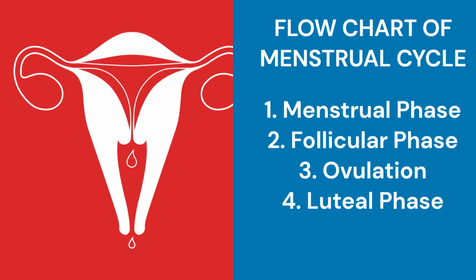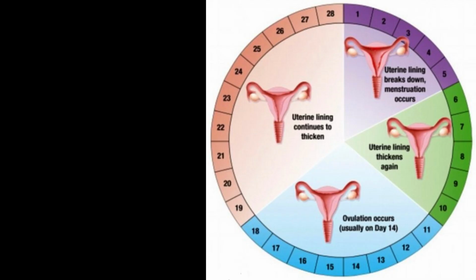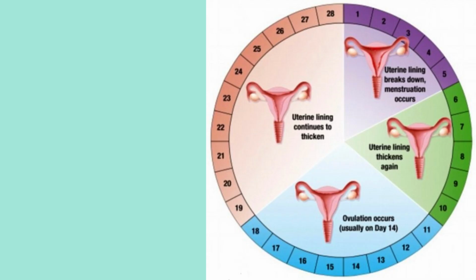Flowchart of menstrual cycle. Here is a flowchart that explains the different phases of the menstrual cycle. 1. Menstrual phase. Uterine lining sheds and is expelled from the body. Bleeding occurs for several days. 2. Follicular phase. Follicles in the ovary begin to mature and produce estrogen. Uterine lining begins to thicken.